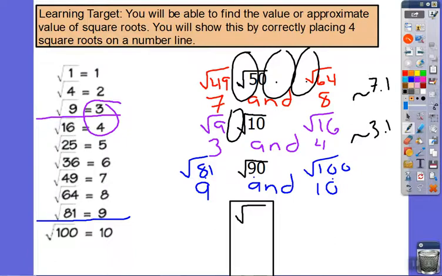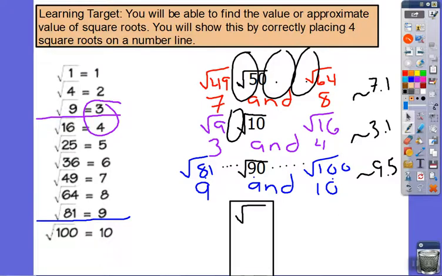Now to make an estimate, where is it? Is it in the front, is it in the back, or is it in the middle? So please notice that this is about 9 away and this is about 10 away, so I'm going to put it right in the middle. So my guess is going to be that it's 9.5.